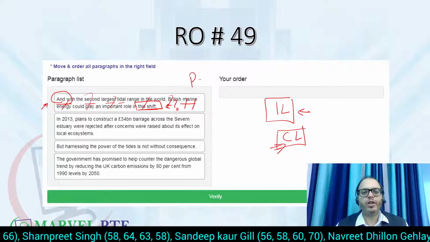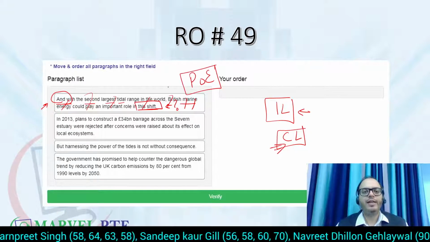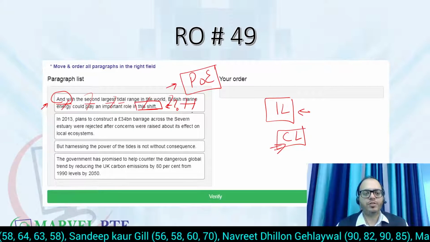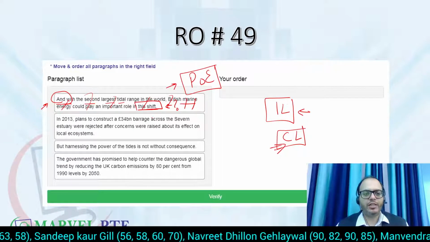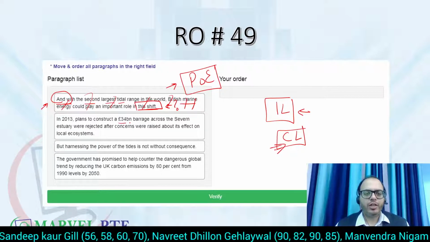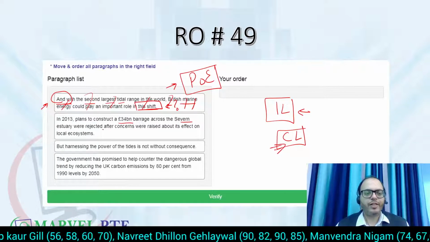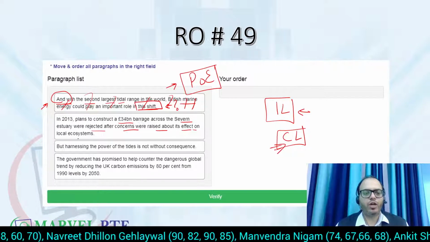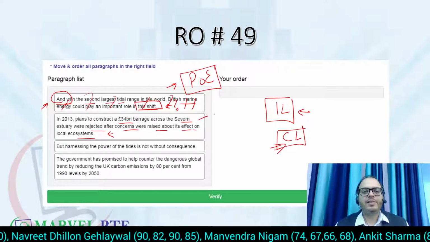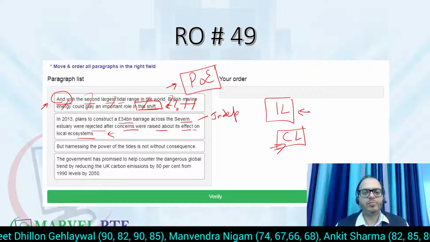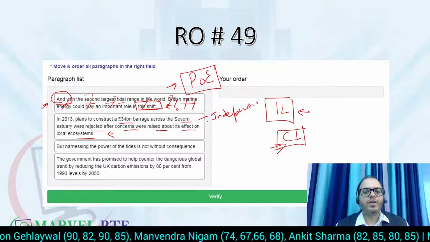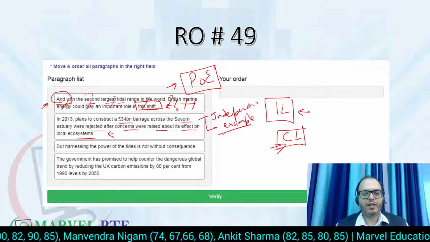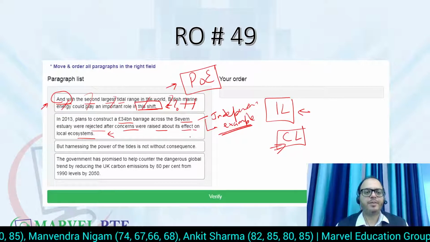What we are doing over here is process of elimination. In that, we eliminate the wrong options and we keep the right options only. In 2013, plans to construct a 34 billion barrage across the Severn estuary were rejected after concerns were raised about its effect on local ecosystems. Yes, this is an independent line, seems like an independent line. But at the same time, it looks like an example or a situation, right? But still let's keep it.